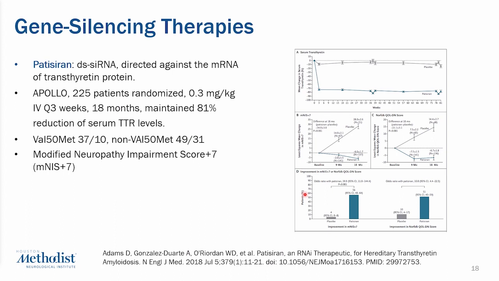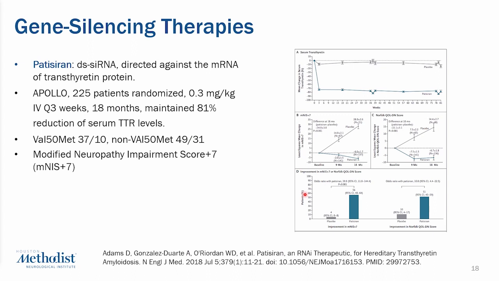Moving on to the gene silencing therapies, patisiran is a double-stranded small interfering RNA directed against the mRNA of the TTR protein. The Apollo study enrolled 225 patients who were randomized into a treatment group who received 0.3 milligram per kilogram IV every 3 weeks for 18 months, and this maintained 81% reduction of the serum TTR levels.